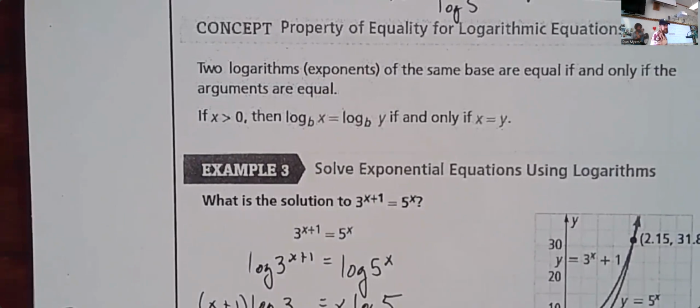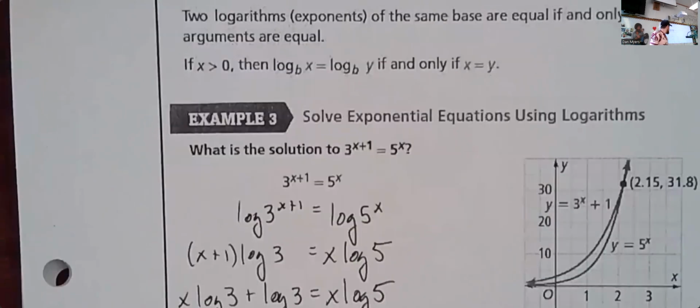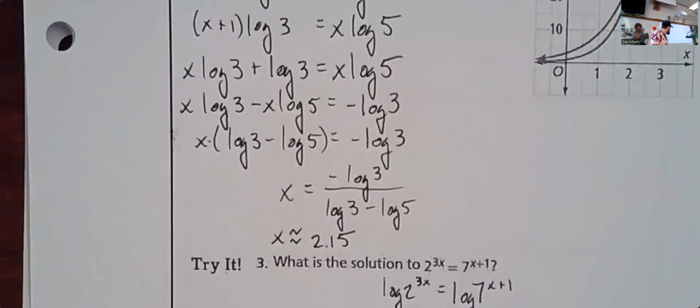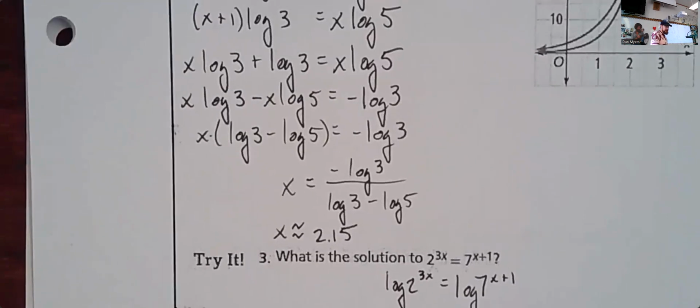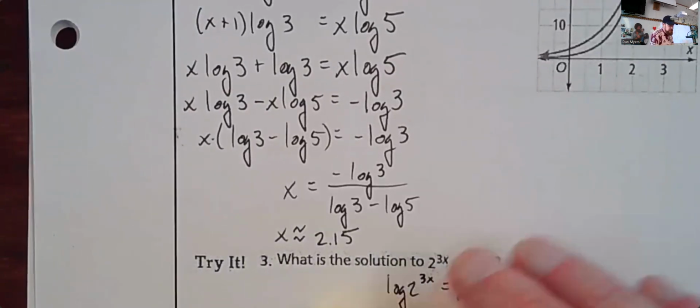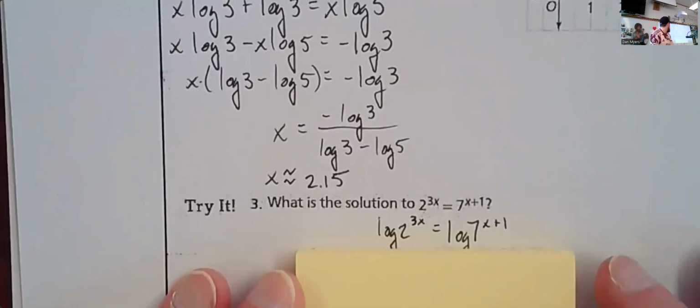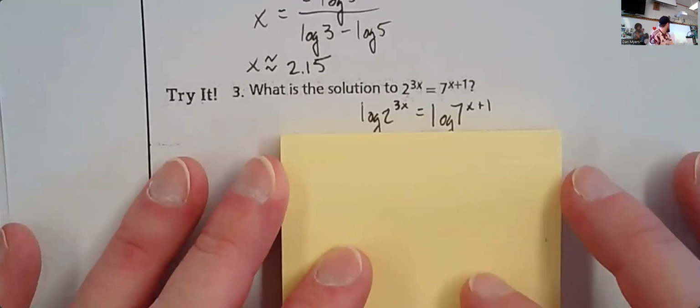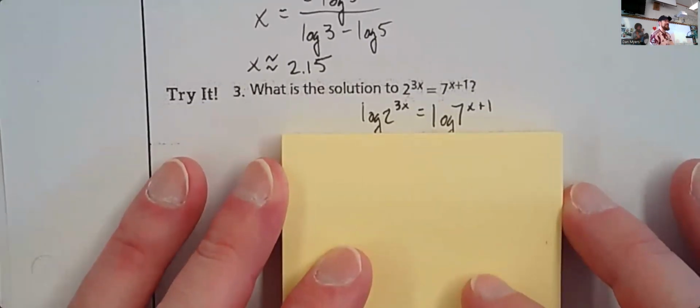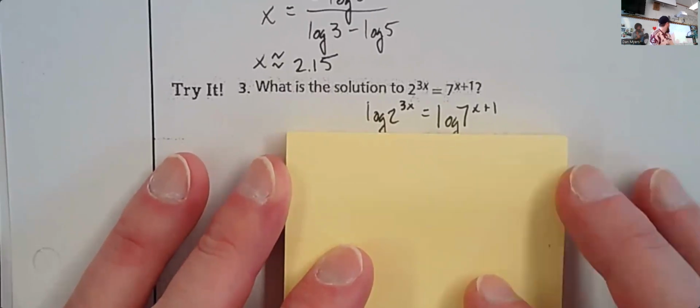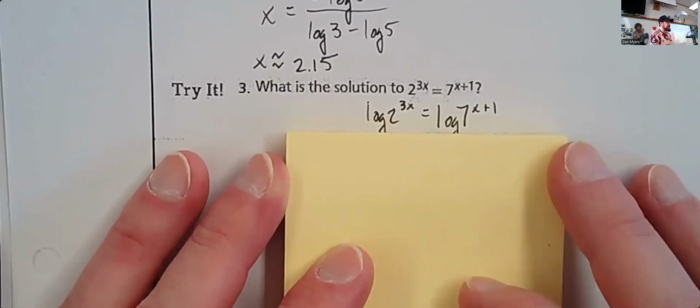There's one small thing that you have to do to make this one work that I actually kind of forgot about at the beginning, so I had to adjust mine a little bit. Hopefully everybody at least has that down here at the bottom: log 2 to the 3x equals log 7 to the x plus 1. Everybody have that? Okay. After that, this is where I forgot to do something.